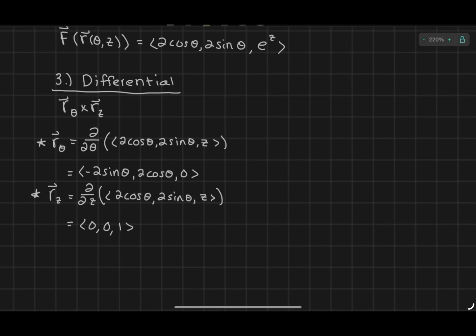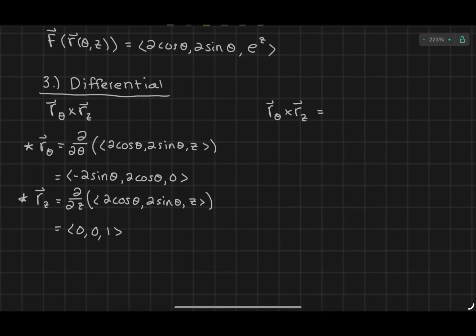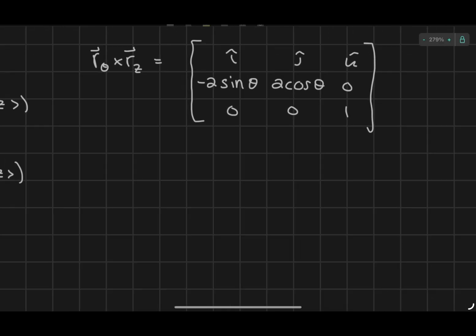So now, taking our cross product, we're going to have r theta cross r z. Let's go ahead and write down our r theta first so that we can space this properly: negative 2 sine theta, 2 cosine theta, 0, and then 0, 0, 1. And we're going to have our i, j, k. Make a determinant here.